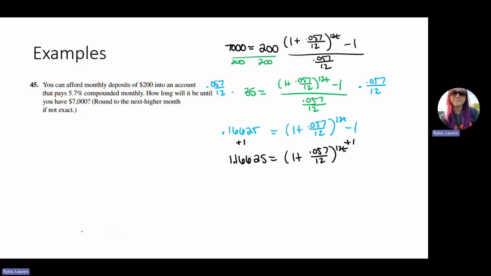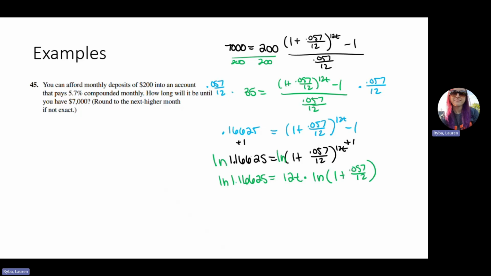Now, we talked last class that when your variable is in the power, the way we get rid of that or move it down is by natural logging both sides. So I'm going to natural log both sides, so that on the right-hand side, I can use that property that says if I natural log something to a power, the power can come down front: 12t times natural log of 1 plus 0.057 over 12.